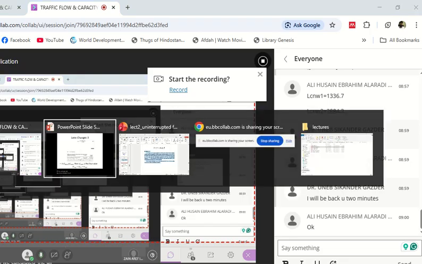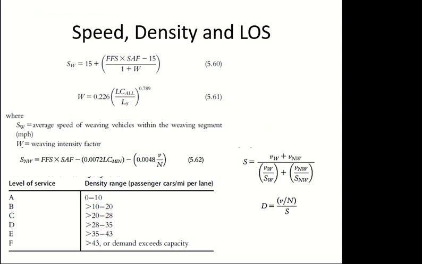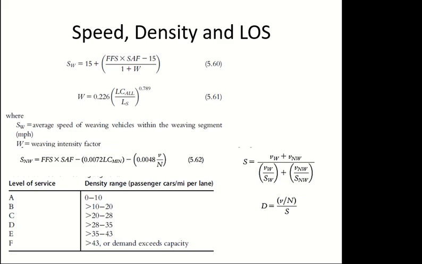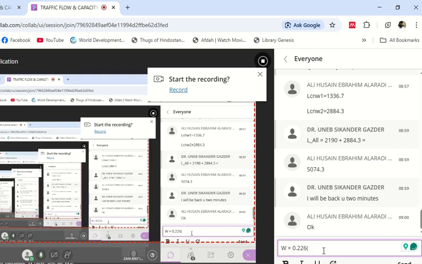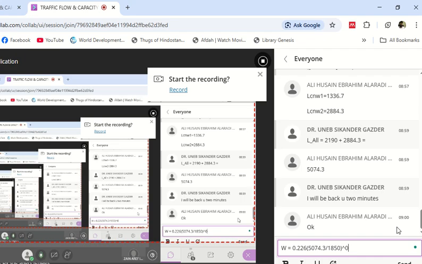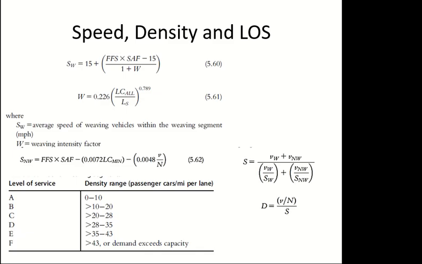Moving on, we will calculate W now. So W is all lane changes, 5074.3, divided by the short length to the power 0.789. Okay, how much is W?